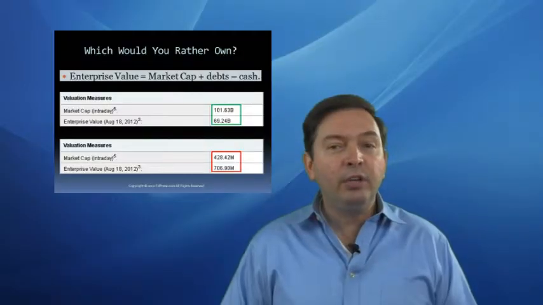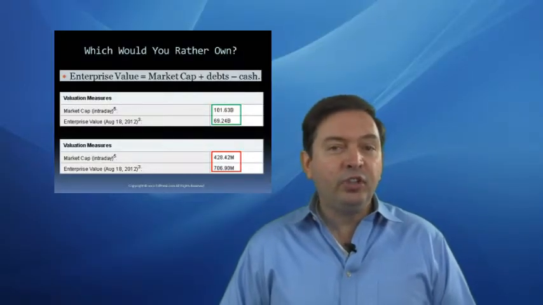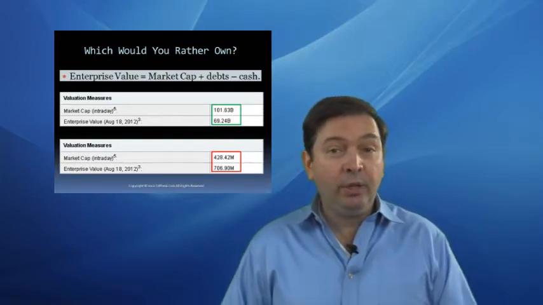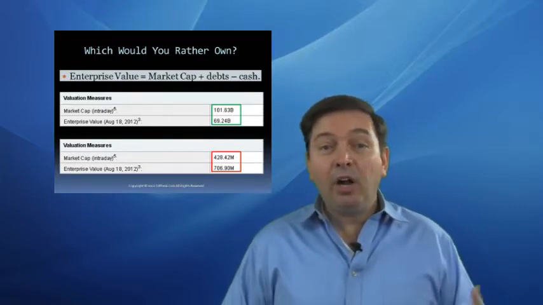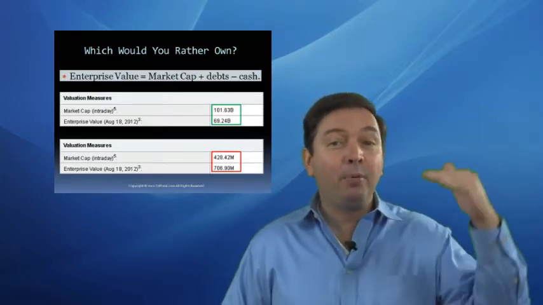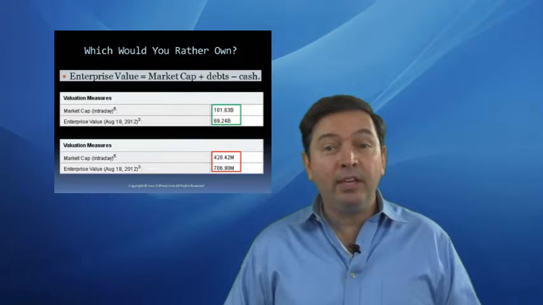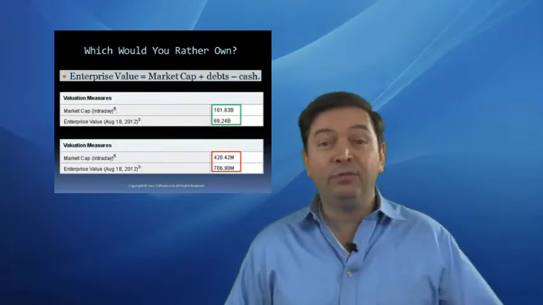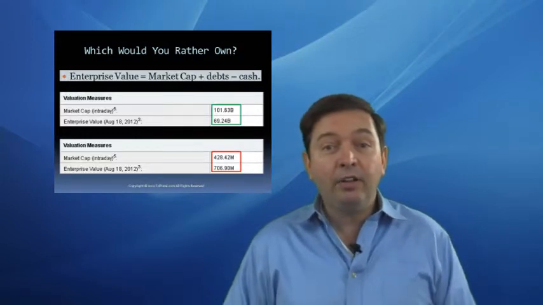The two stocks that we're looking at here are Cisco Systems on top and Ruby Tuesday, which is a restaurant chain, on the bottom. Now the stock on top, Cisco, has a mountain of cash, and that's why the enterprise value is much lower than the market cap. In fact, they have enough cash lying around to buy Ruby Tuesday dozens of times over if they so desired.